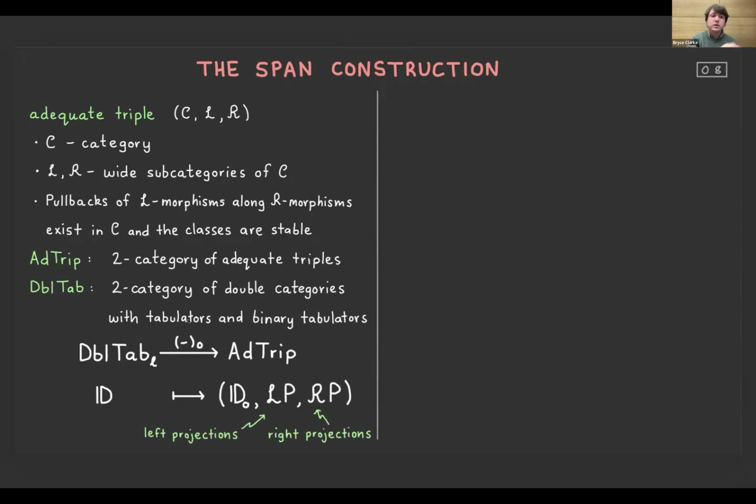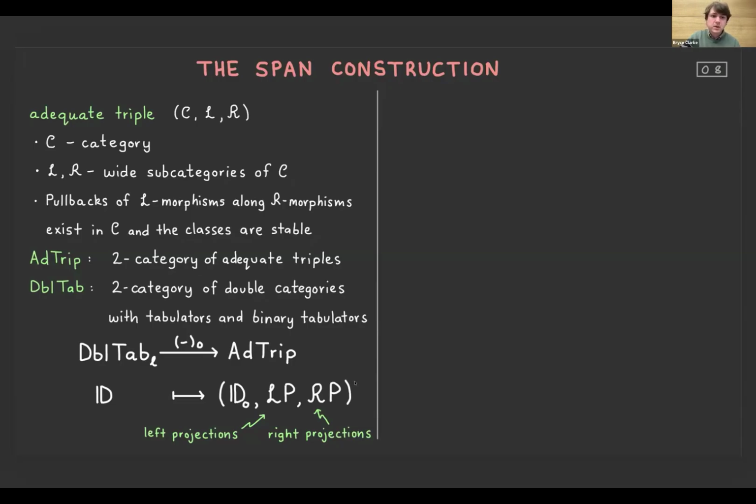Then, well, what can we say? We can say that from every double category, we can construct an adequate triple. Okay, and so it's just going to be the underlying category of our double category, and the left class is this class of left projections, together with the stuff that you get from these pullbacks, together with the identities closed under composition, so it's generated by the left projections in some suitable sense, and the right class are the right projections arising from our tabulators in our double category, in our binary tabulators. Okay, so we need the binary tabulators here to get the existence of pullbacks of L morphisms along R morphisms.